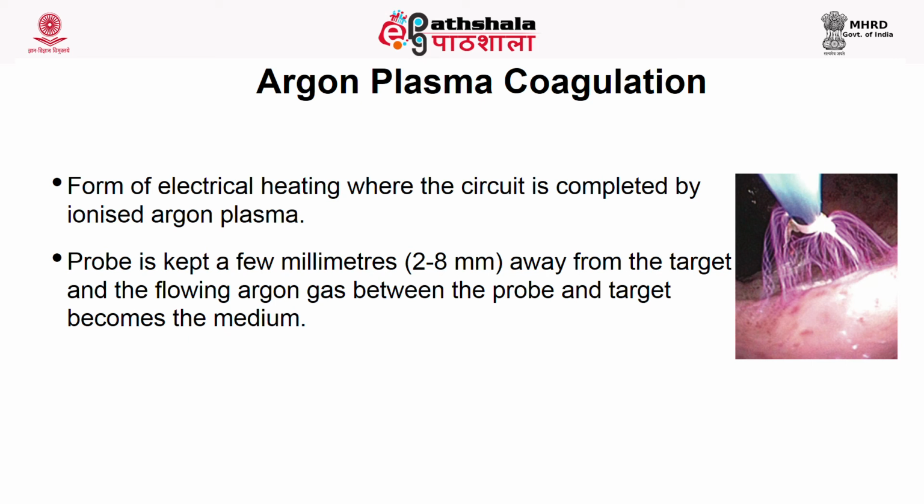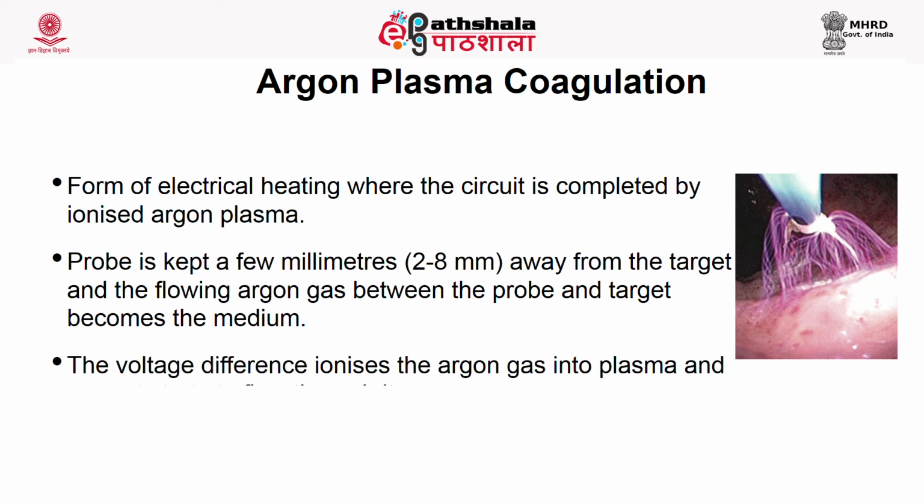Now, as the probe is kept a very little distance from the tissue and there is a whole electrosurgical circuit, it becomes a point of maximum resistance and the argon gas flowing between the tissue and the probe ionizes. So this ionized argon gas conducts electricity. So there is, as we can see, a spray of electricity all over the tissue. The most common use of argon plasma coagulation is to coagulate surface lesions.